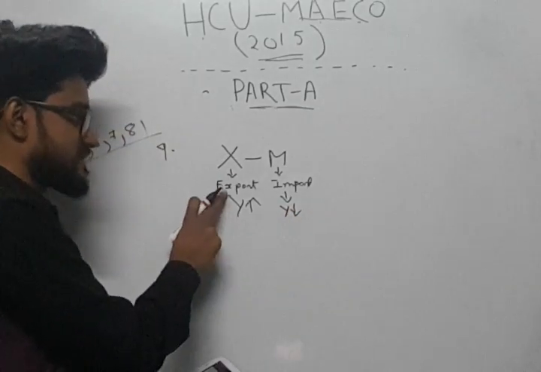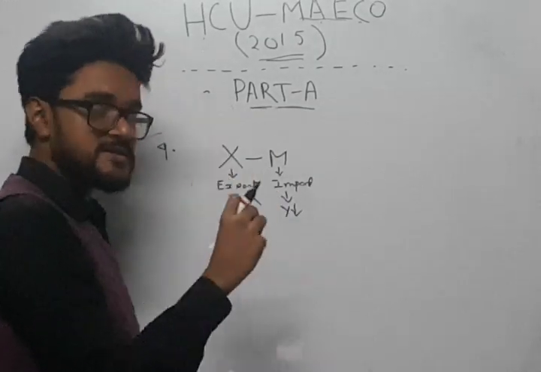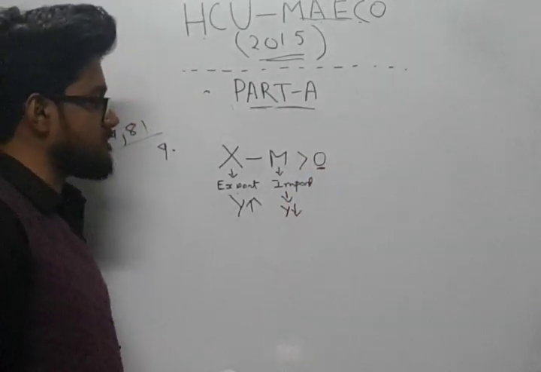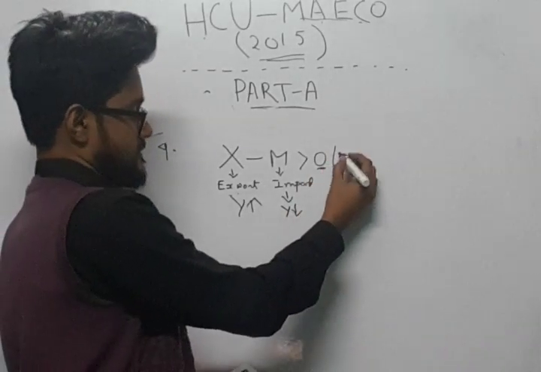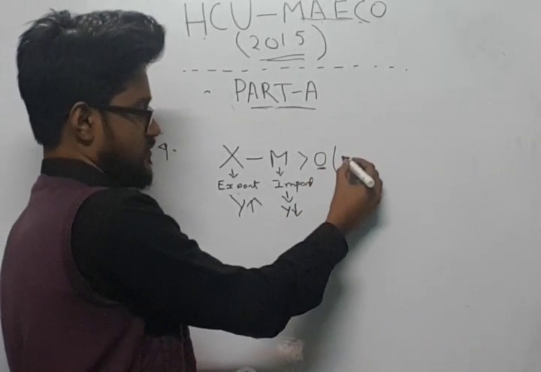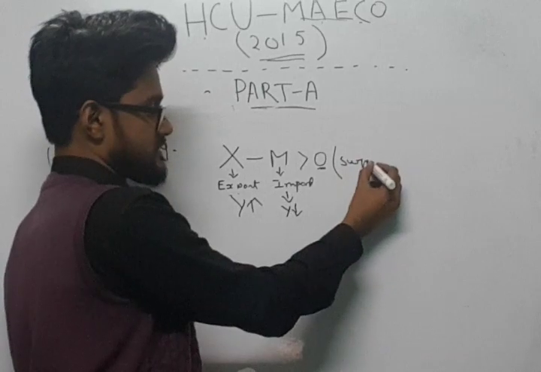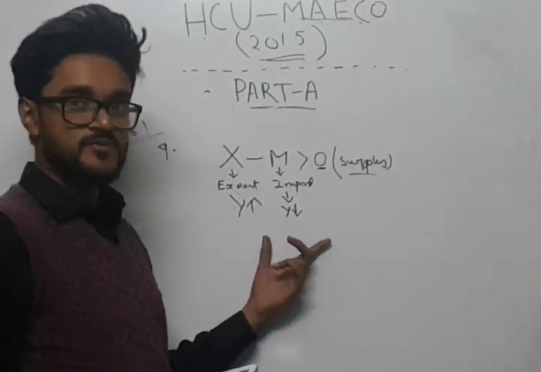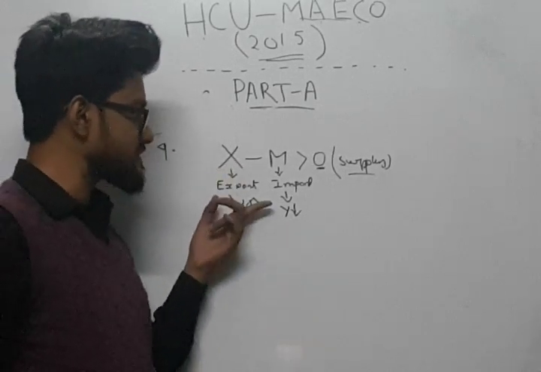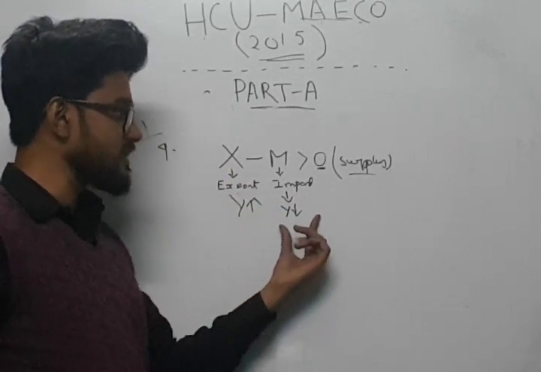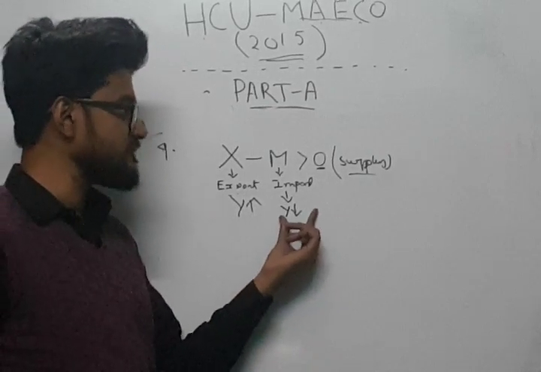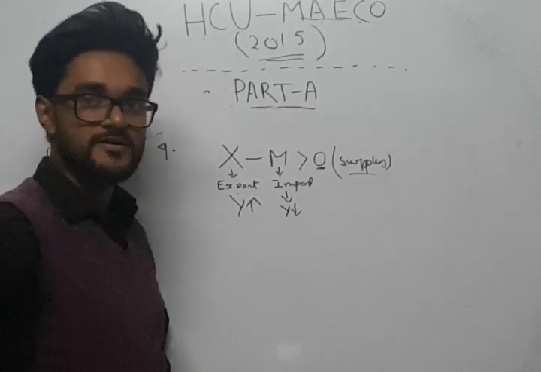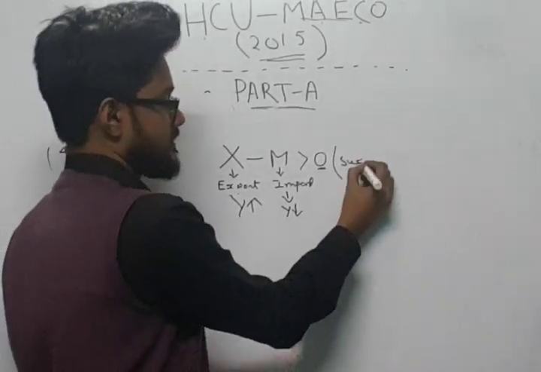When your export is more than import, we say that you have a surplus. So what is surplus? When you have more export than import, your income is more than what it would have been if your import had been more. So the surplus is more here. We call this surplus.